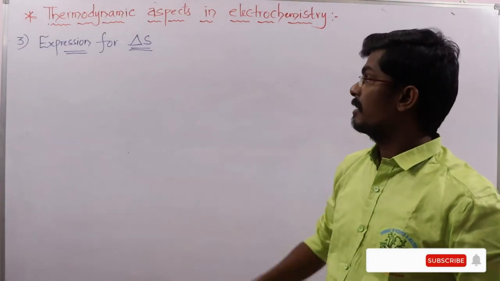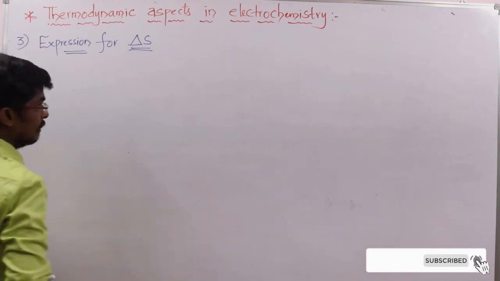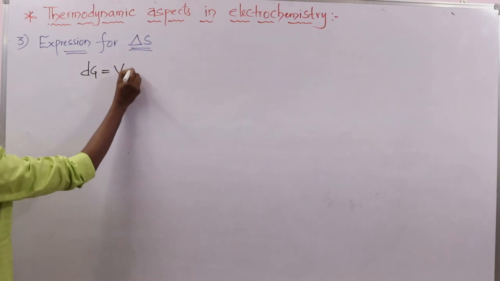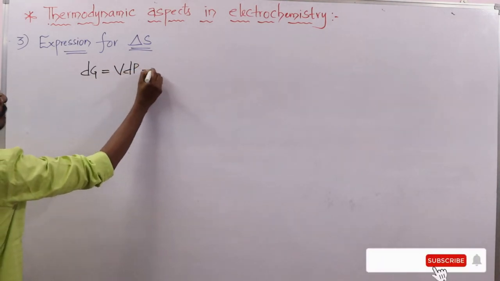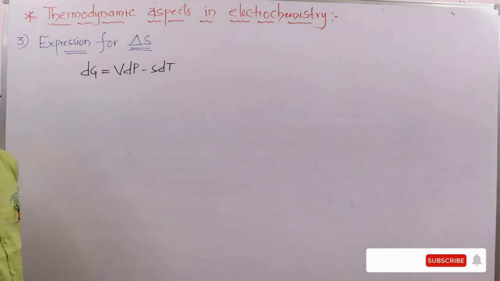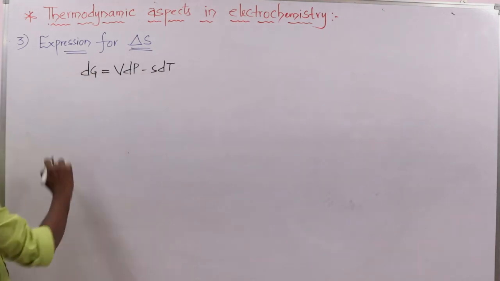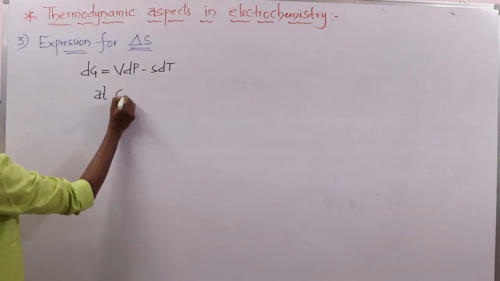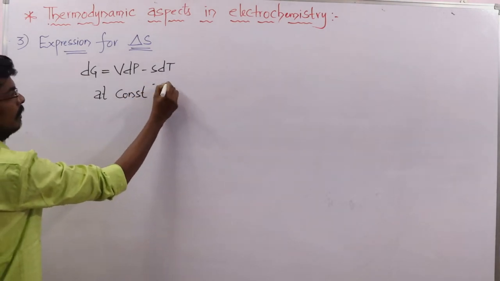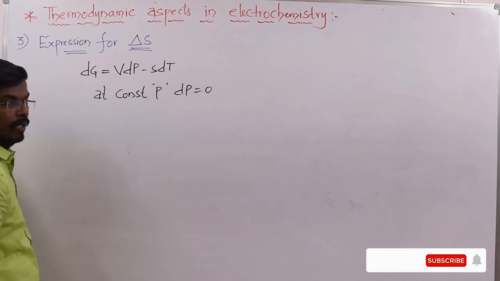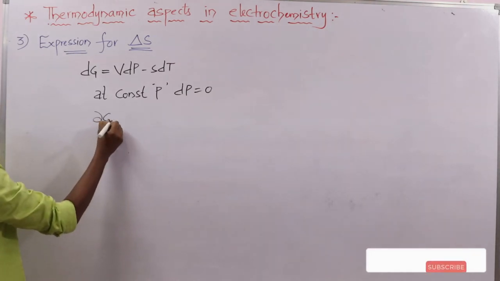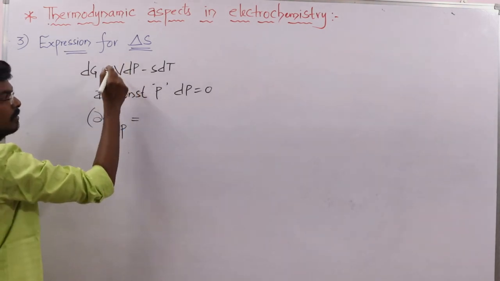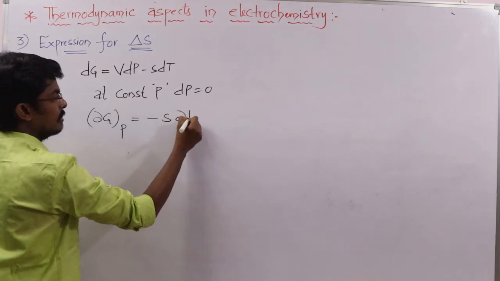Now let us see the third one, the expression for delta S. From thermodynamics, you know that dG is equal to V dP minus S dT. At constant pressure, dP is equal to zero, so the whole term goes to zero. Here I am left with minus S dT.